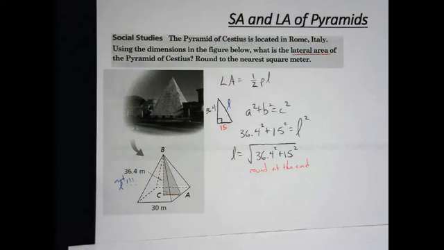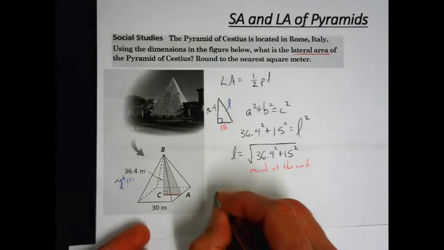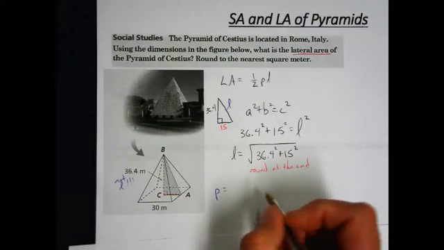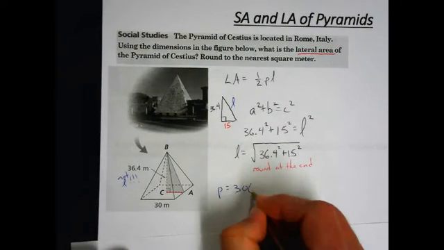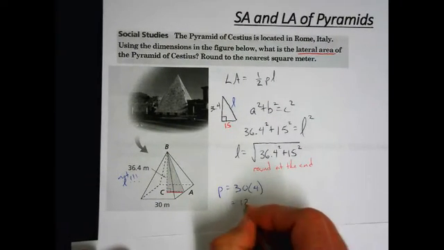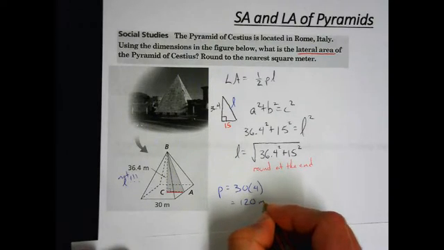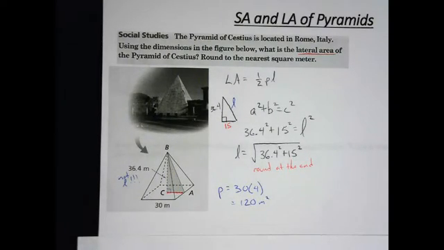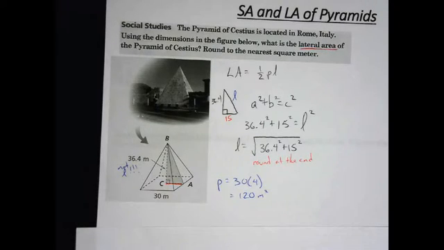The other thing that we needed to find was the perimeter of the base, the lowercase perimeter. Each edge is 30. There are 4 of them. Our perimeter is 120 meters. Okay, so we now know our perimeter. We now know our slant height. We can now find lateral area.